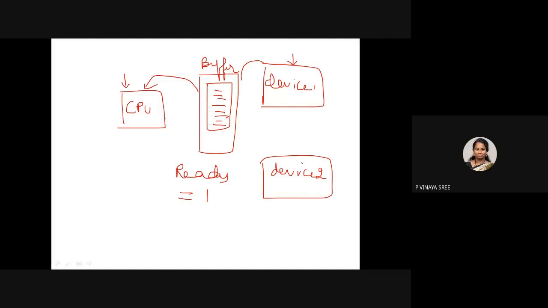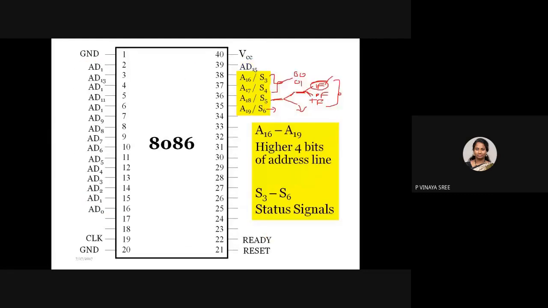So what does ready indicate? Whenever the slower device is transferring the data, the processor will be in an idle state until ready is 1. If ready is 1, that indicates the slower device has completed transferring the data, and now I can take the data for execution. It is bidirectional, so we don't consider only the external device; the processor can also place the data and inform the device that it has completed placing it, and then the device can take the data. Okay, so now ready is done.